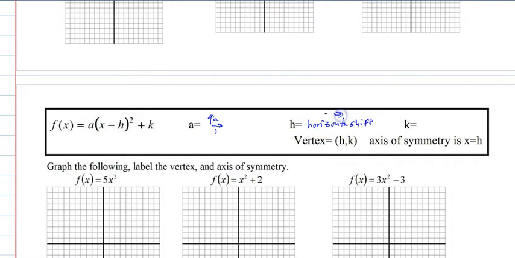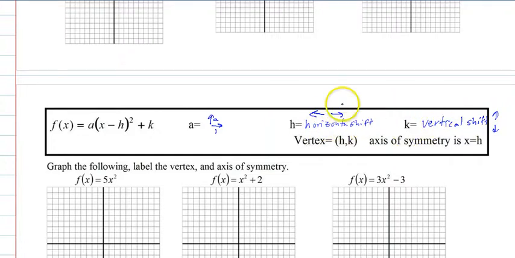So it moves it in this direction or that direction. Let's try that again. Moves it in this direction or that direction. And then K is our vertical shift. It moves it up and down.